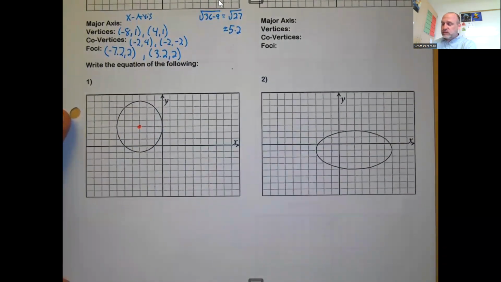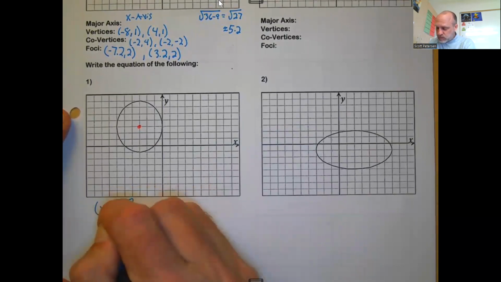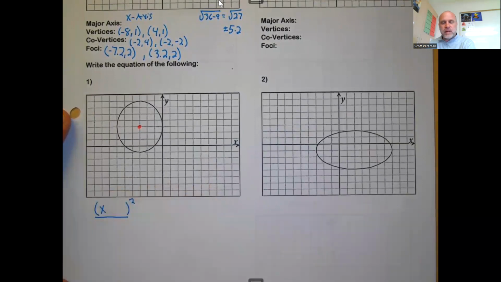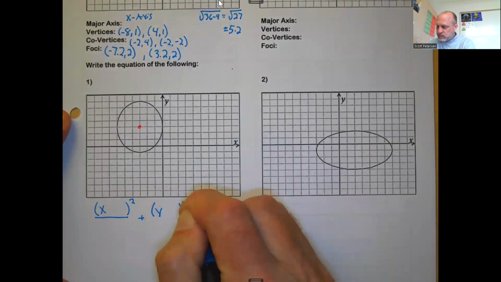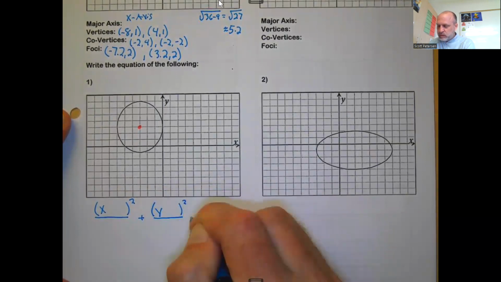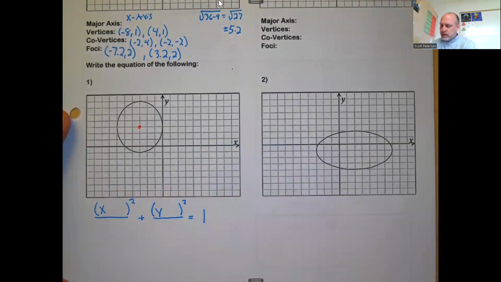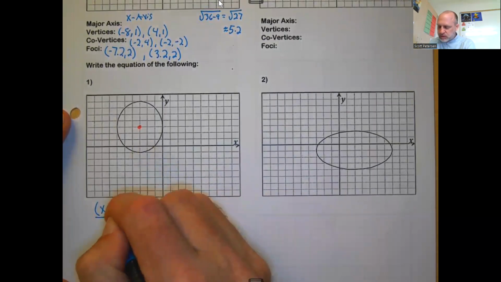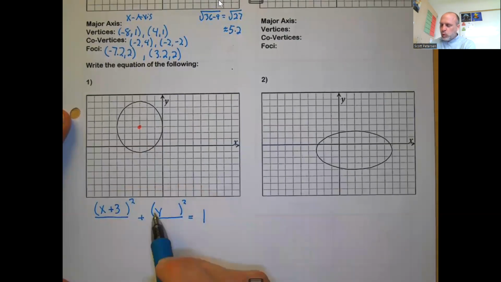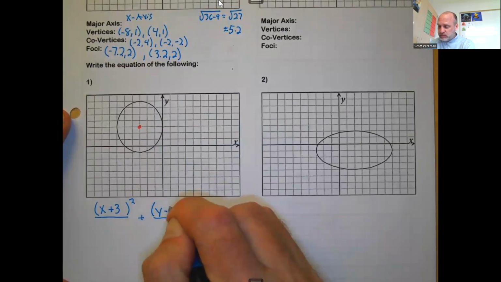From here, I'm just going to start writing my equation. So I know it's going to be x squared. There's going to be a number on the bottom. I will put a plus sign. Y squared. I know I'm going to put a number on the bottom. Then I'm going to put a 1 here. Now, looking for my x value of my center, I'm going to the left 3. To the left is obviously plus 3. Y, we're going up 3, so that's going to be a minus 3.